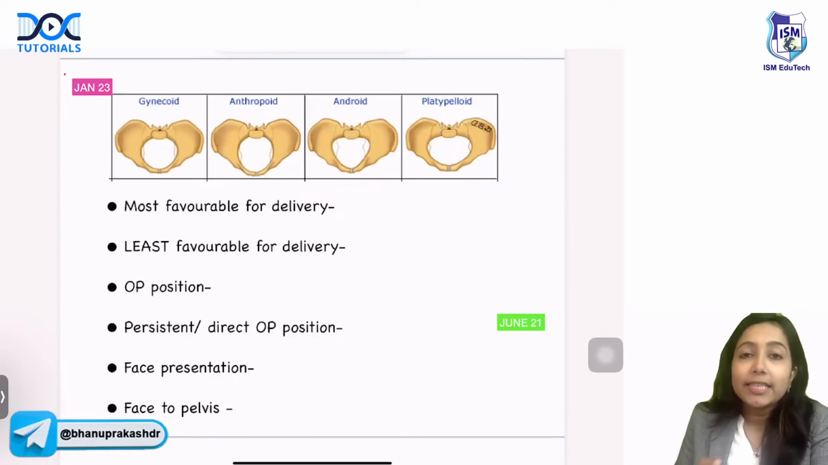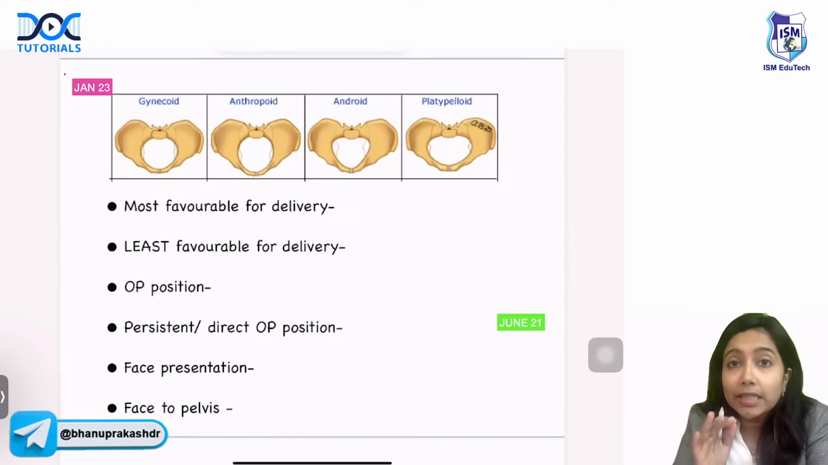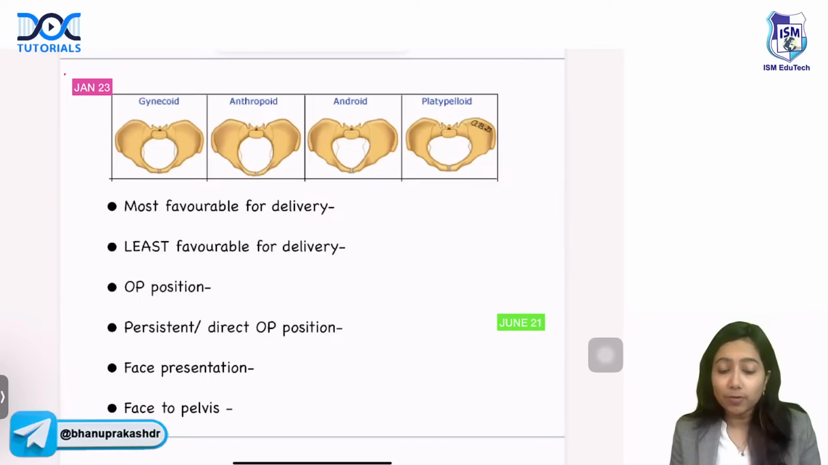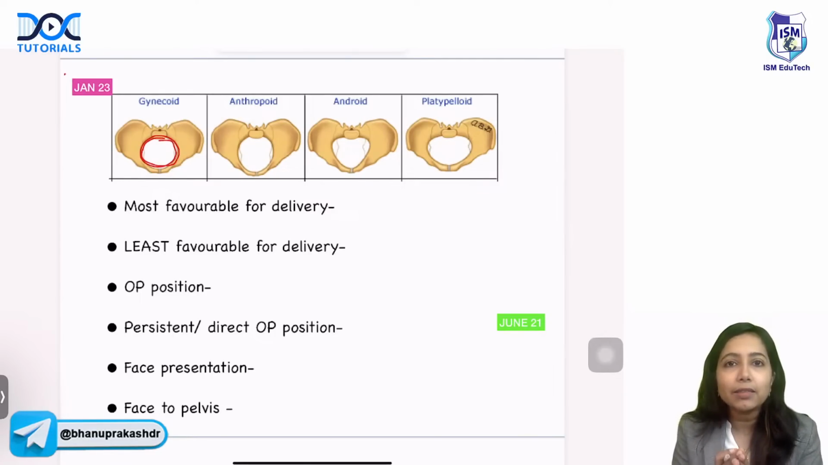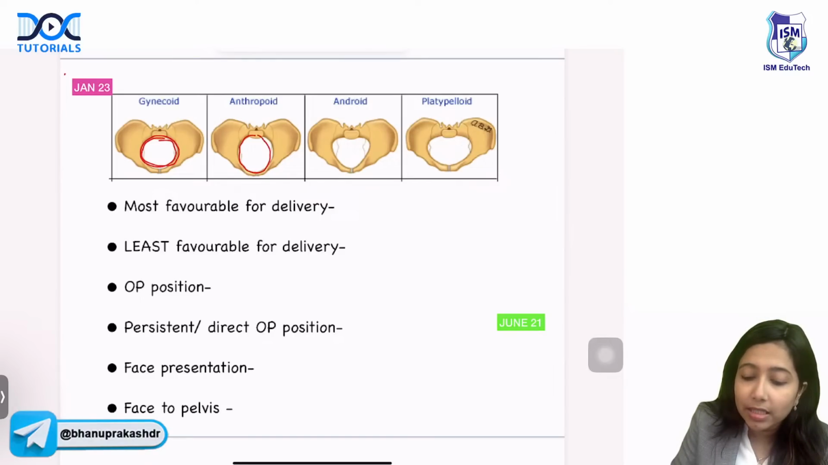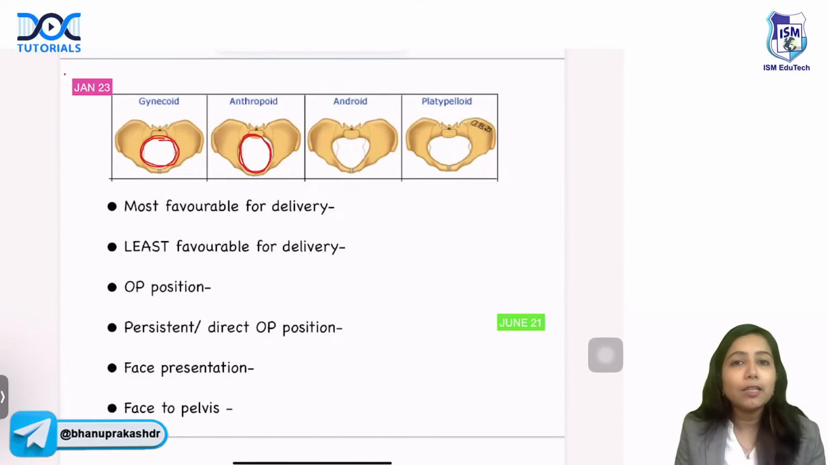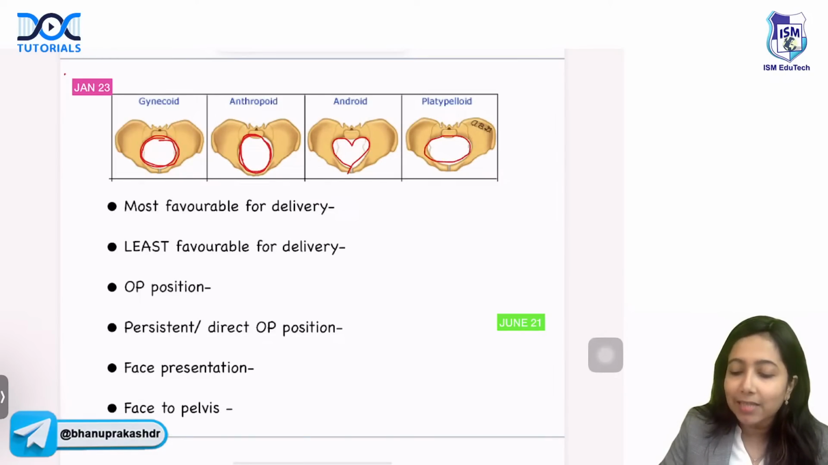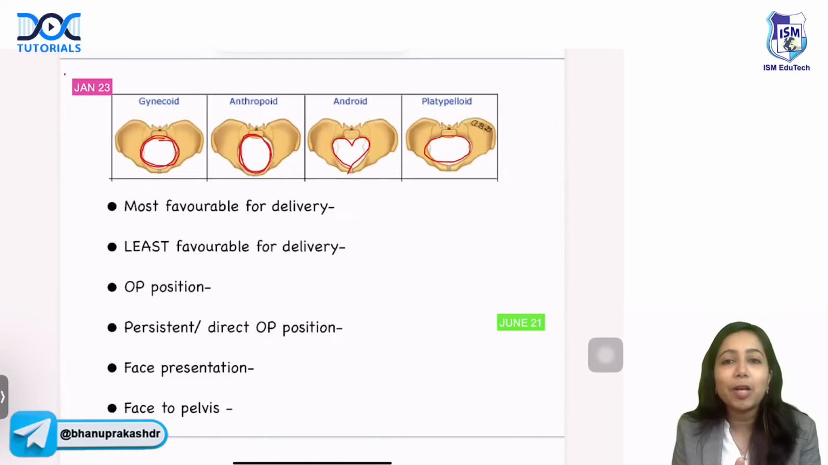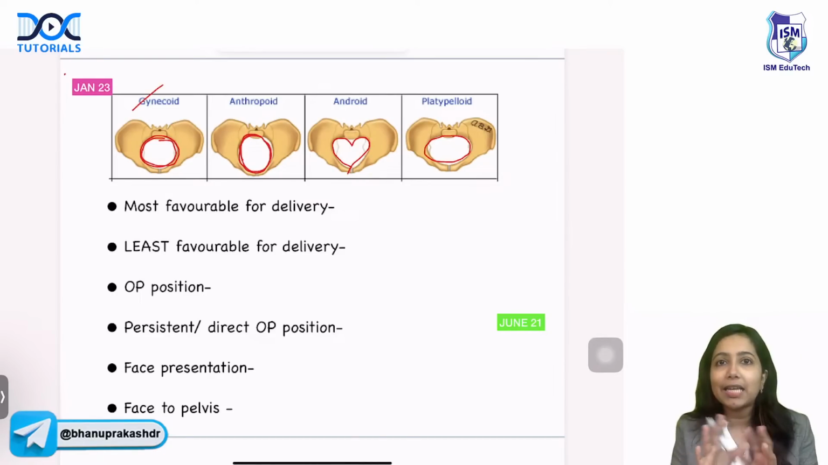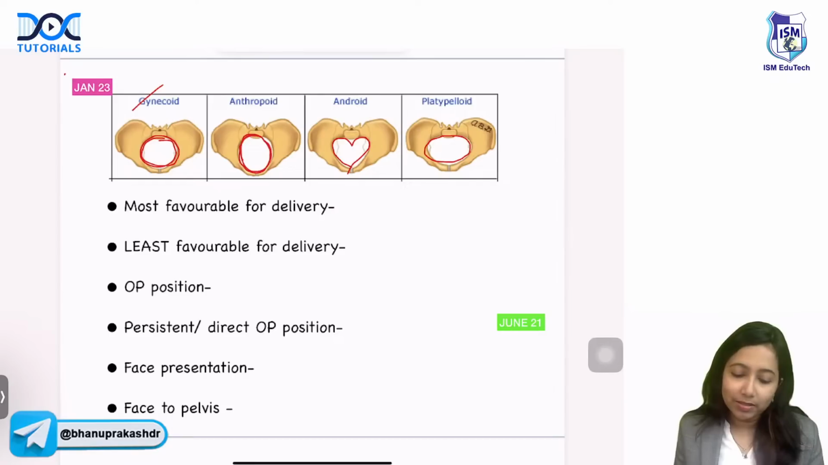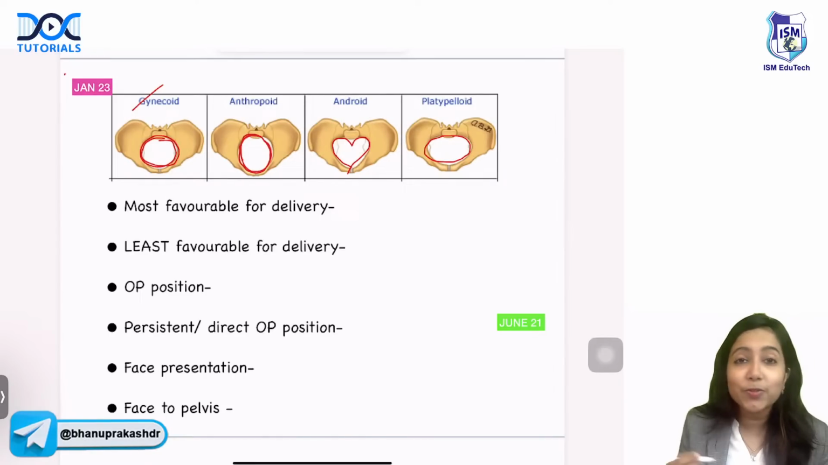So you look at the inlet to identify these four types of pelvis. In gynecoid, the inlet is round. In an anthropoid pelvis, it is anteroposteriorly oval, AP oval. In android, it is heart shaped. In platypelloid, it is flat, or transversely oval. Just remember that. The question that they gave previously showed an image of a gynecoid pelvis, which is basically a round pelvis, and asked you to identify it. So which among the following is most favorable for delivery?